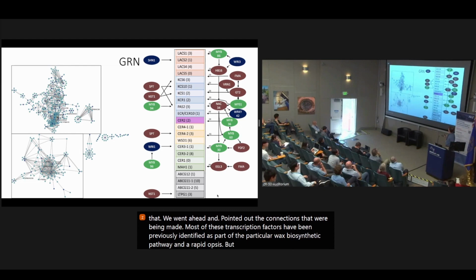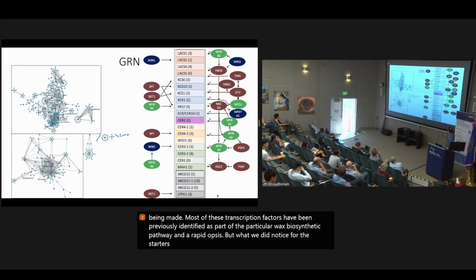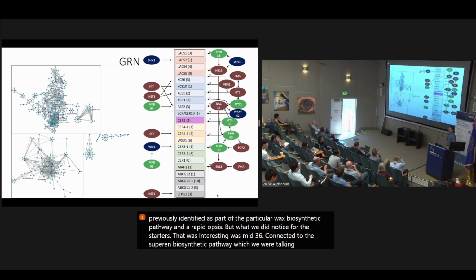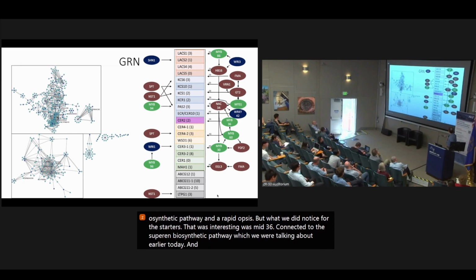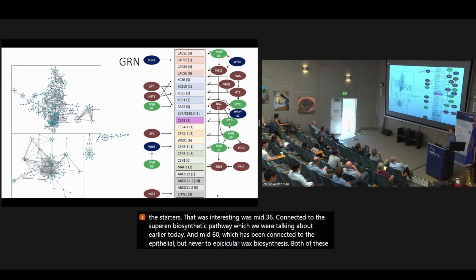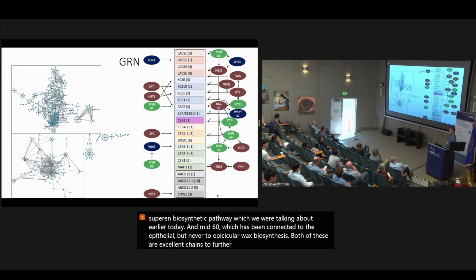But what we did notice for starters that was interesting was MYB36 connected to the suberin biosynthetic pathway, which we were talking about earlier today, and MYB60, which has been connected to the epithelial, but never to epicuticular wax biosynthesis. Both of these are excellent genes to further investigate as they have a high number of connections, or predicted connections, to the pathway.